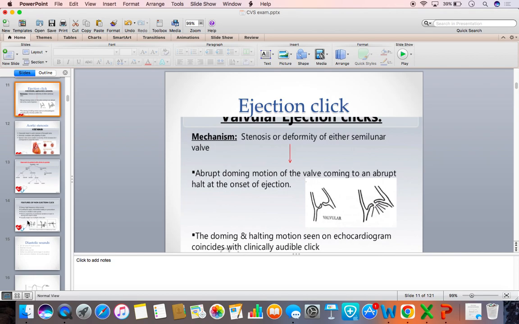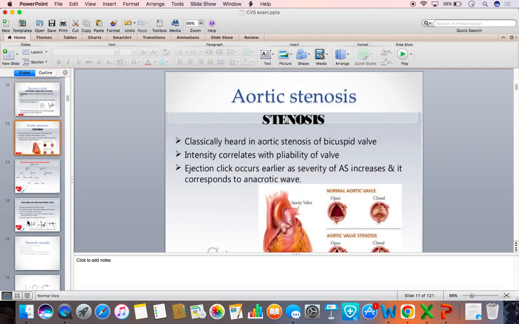So what are the ejection clicks? What is the mechanism? Clicks are due to the abrupt doming motion of the valve coming to an abrupt halt at the onset of the ejection. This can be observed in echocardiography. In aortic stenosis, the ejection click is appreciated, especially in bicuspid valve.